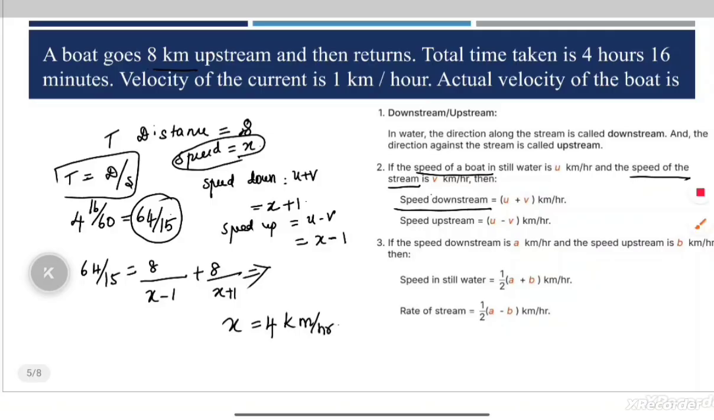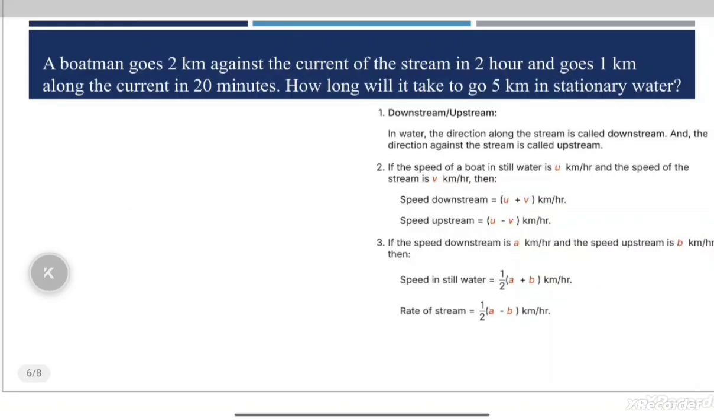Okay, the next question. A boatman goes 2 kilometers against the current of the stream in 2 hours and goes 1 kilometer along the current in 20 minutes. So you have against the stream, he goes 2 kilometers in a time of 2 hours, and along the stream for 1 kilometer he is going in a time of 20 minutes. So how long will it take to go 5 kilometers in stationary water?